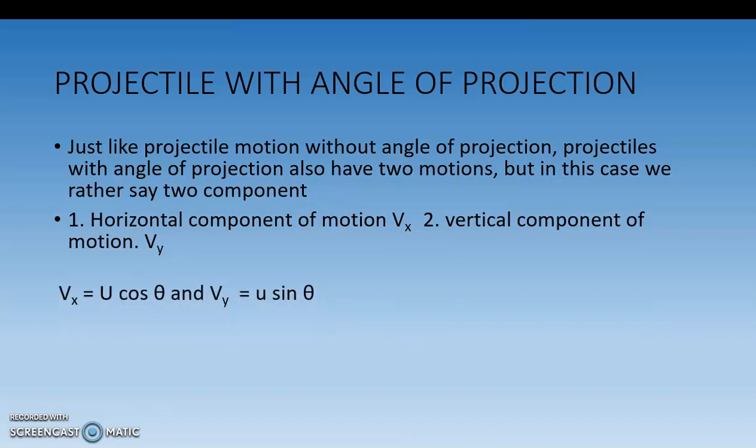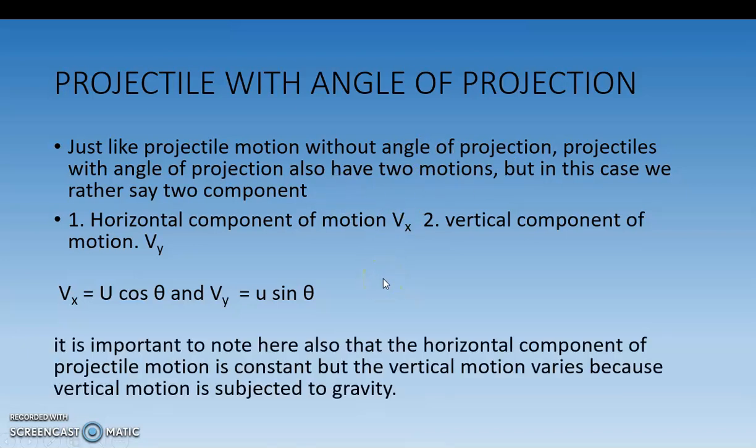The formula for the horizontal component is Vx is equal to u cos theta, and the formula for the vertical component is Vy is equal to u sin theta. U will be referring to the initial velocity. It is important to note here also that the horizontal component of projectile motion is constant, but the vertical motion varies because vertical motion is subjected to gravity.